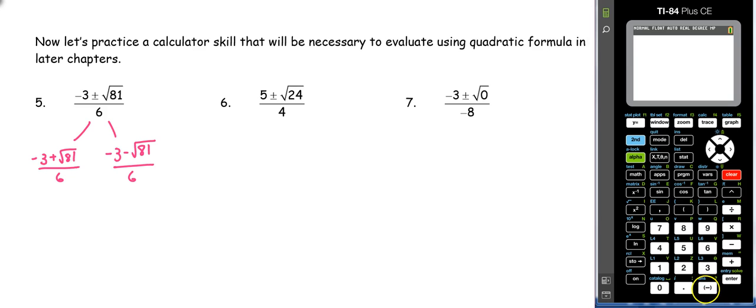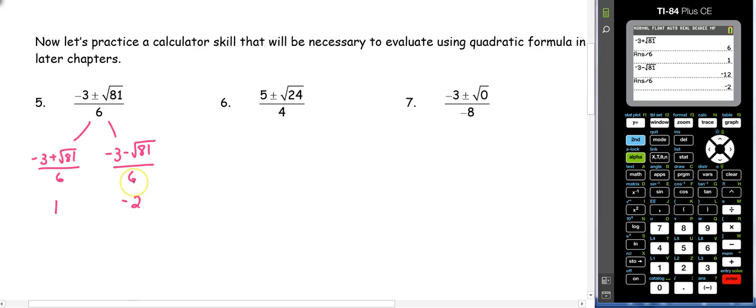So in this case, we would have negative 3 plus the square root. The square root is above the squared key, so we need to hit second and the squared button, 81, enter, and then we divide by the denominator, which in this case is 6. We get 1 for our first answer. Then we do the same thing again, but now we subtract. So negative 3 minus second square root 81, divide by 6 gets us negative 2.